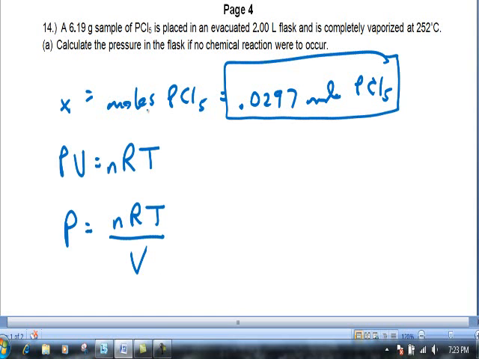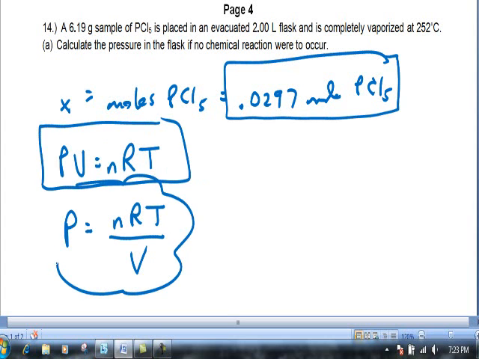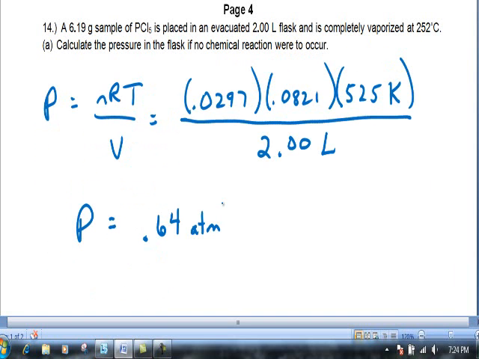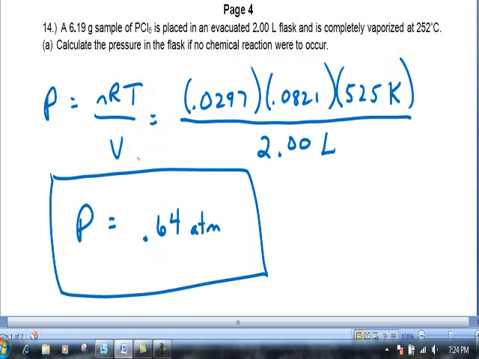We can now use PV = nRT, the ideal gas law, rearranging to solve for pressure to get the pressure caused by the PCl5 in our 2-liter flask. Solving for the pressure, we find the pressure caused by the PCl5 in our flask is 0.64 atmospheres.